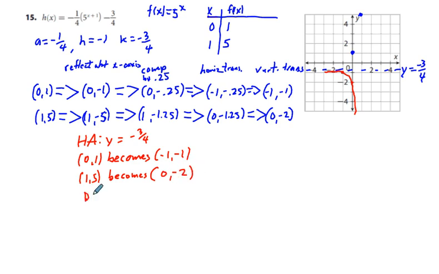Our domain is going to be all real numbers. Our range starts from the lower values, from greater than negative infinity up to, but not including, negative 3/4. So really, that's what there is to it here. And these are our answers.